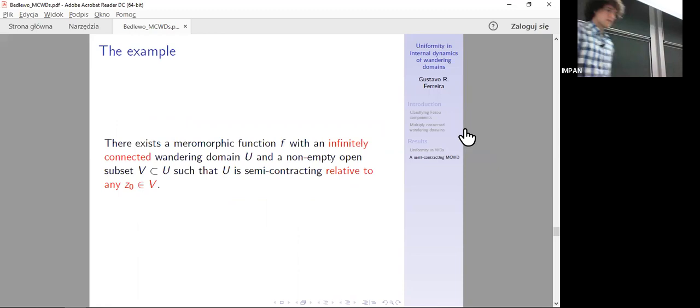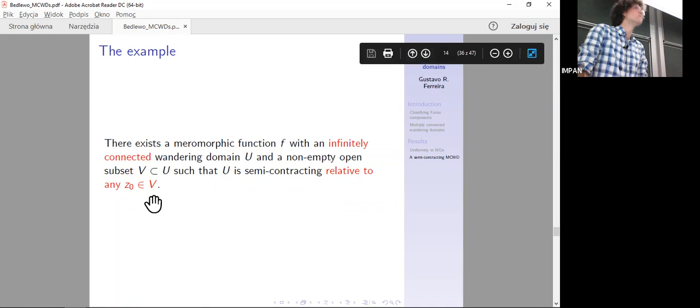There exists a meromorphic function f with an infinitely connected wandering domain U, right? We know that this domain has to be infinitely connected, because if it had a finite eventual connectivity, then its internal dynamics is sort of prescribed by its eventual connectivity. And if it does not have an eventual connectivity, then things can get very ugly, right? So this example sort of has to be infinitely connected. And this wandering domain U has a non-empty open subset V, such that U is semi-contracting relative to any point in V, right? So again, the condition that we had in the previous theorem shows up to haunt us now, because you can only talk about semi-contractingness relative to points in this domain. And now we're going to actually talk about some details of the proof.